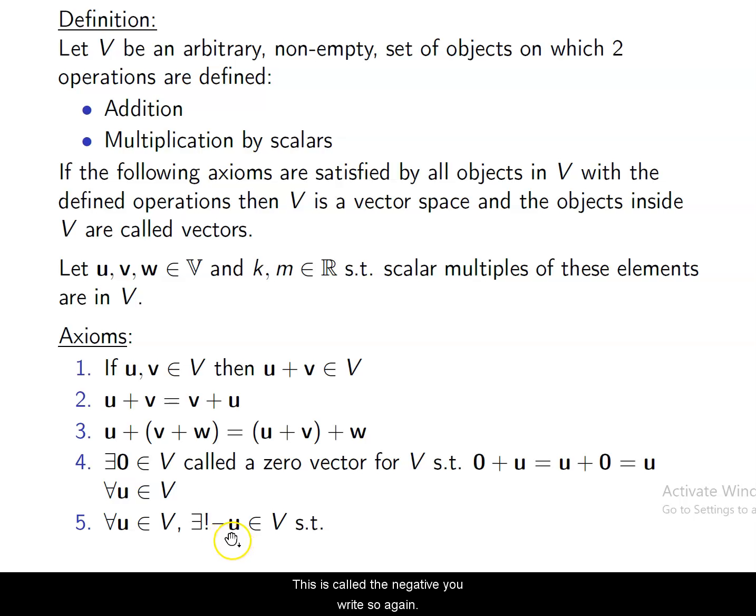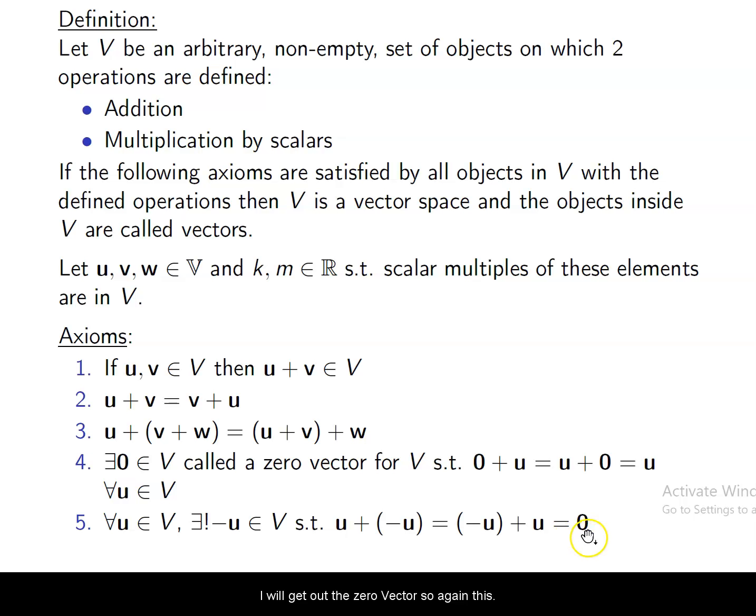This is called a negative U, right? So again, it's not actually called the negative U. It's called the additive inverse, okay? So for every object U in V, there is a unique additive inverse in V, such that if I were to add the additive inverse to a vector in any order, coming from that commutative property, I will get out the 0 vector. So again, this additive inverse, it is highly possible that it is not just all the items that are in U with a different sign.